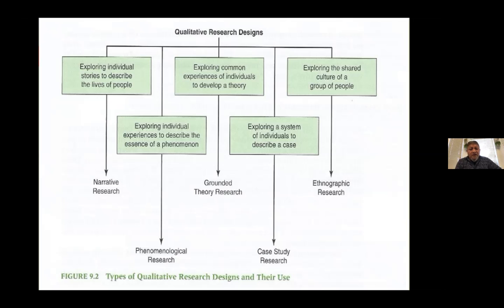So then you also have grounded theory research. In grounded theory research, it says exploring common experiences of individuals to develop a theory. As the word says, grounded, it kind of has to come from the ground. Basically, researchers in qualitative research don't go in the field with a hypothesis, right? Instead of going with a hypothesis, you go with questions.